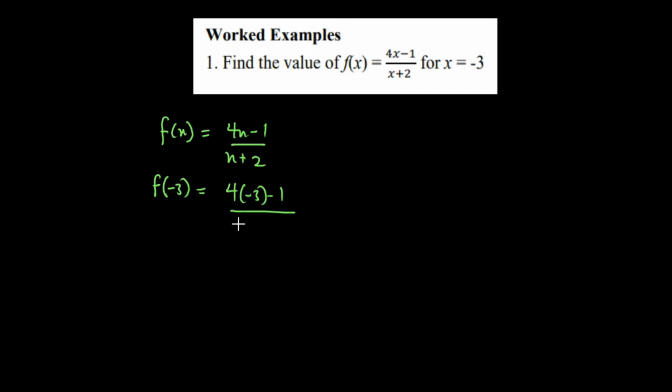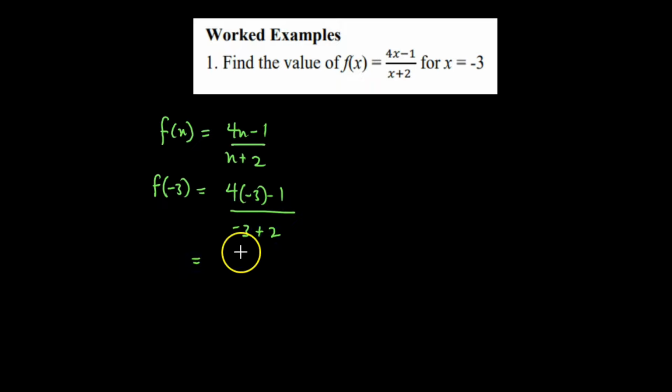It says, find the value of f of x, which is equal to 4x minus 1 all on x plus 2, for which x is equal to negative 3. So all that we know is that to find the value of f of x, wherever we see x in f of x, we substitute the value of negative 3 there. So we are evaluating f of negative 3, and that will be giving us 4 times negative 3 minus 1 all on negative 3 plus 2.